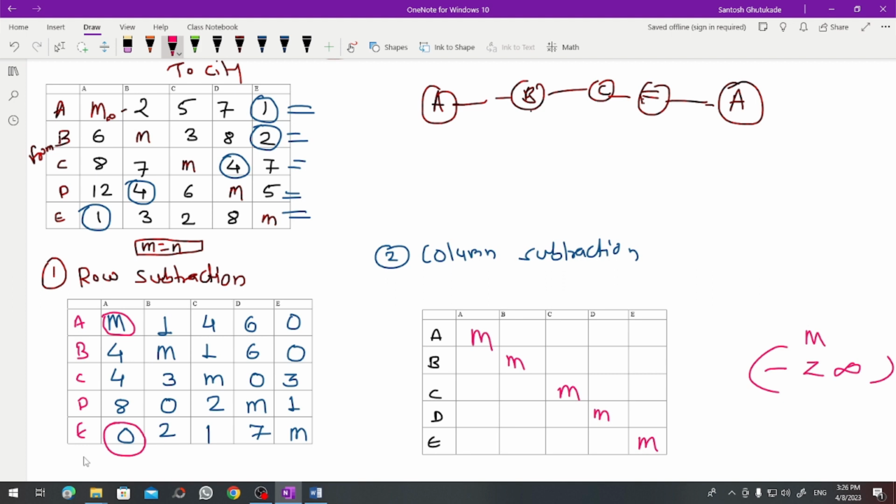Now in the column subtraction, in the first column 0 is the smallest element, so subtract this 0 from all the elements of that column. Here 0 is the smallest, so it will remain as it is. We'll use another color. So it will be 4, then 4, then 8 and 0, because 0 is the smallest element. Similarly, for the second column 0 is the smallest element, so this column remains as it is, and here 1, 3, 0 and 2.